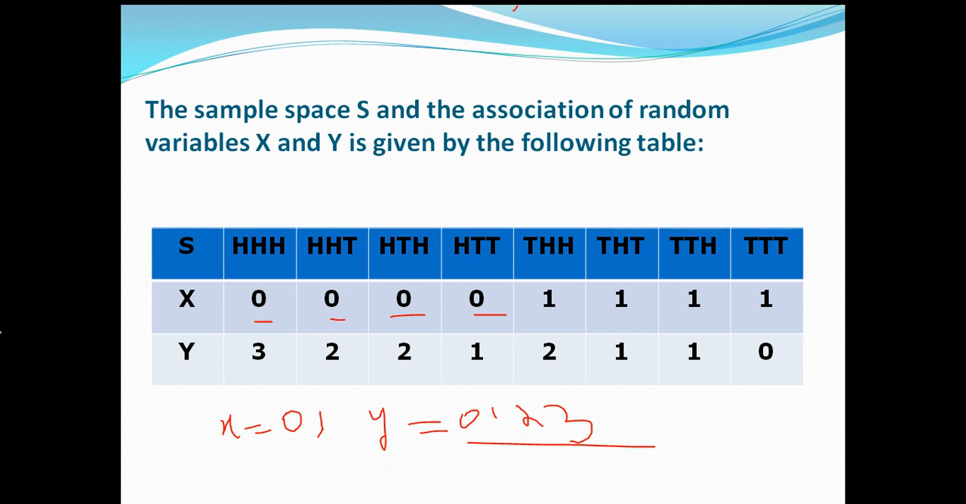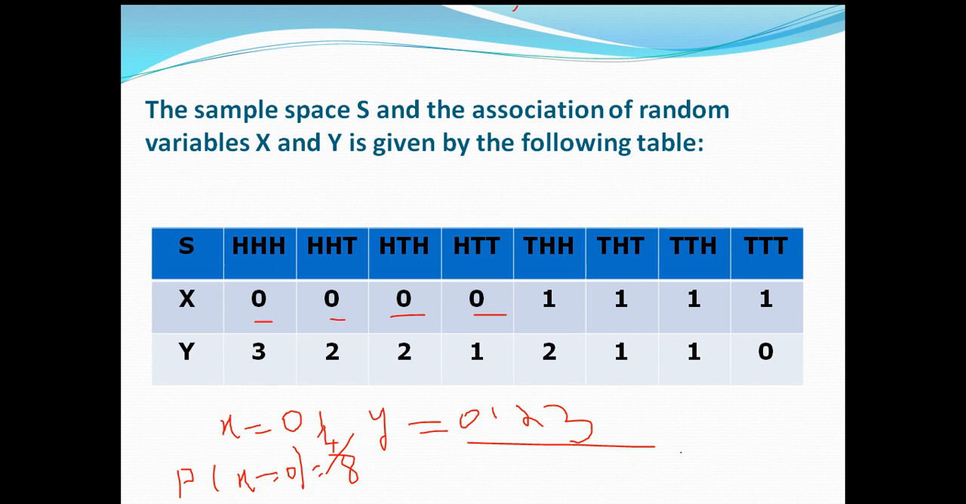Out of total outcomes is 8. So therefore, the probability of x equal to 0, that is the probability that x takes the value 0, is 4 by 8. The possible outcomes are 4 and the total outcomes are 8. Therefore it is 4 by 8, that is equal to 1 by 2.